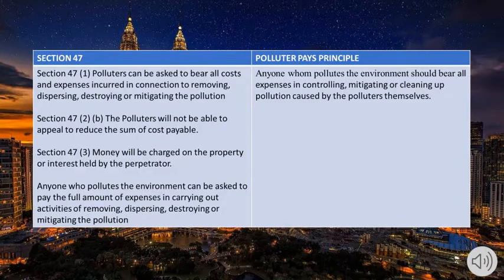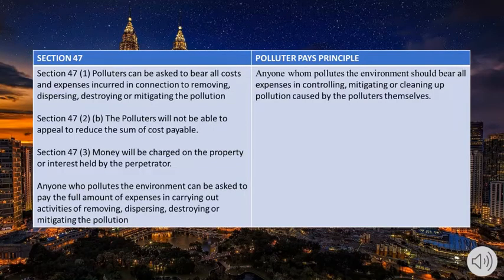It is often said that our country has not yet implemented polluter pays principle, but this is not entirely true, as those who profess this opinion might not be aware of the existence of Section 47 of the EQA 1974, which is very similar to the desired principle.